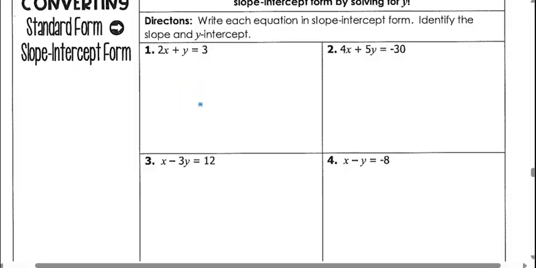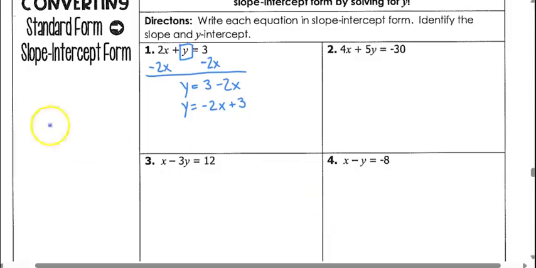So here we have some equations that are in standard form, and we're going to change them into slope-intercept form by getting y by itself. So this is those literal equations that we did last unit where we have to solve for y. Okay, so the first thing I'm going to do is subtract 2x from both sides. Okay, so now over here, I have y equals, and usually we would write this as 3 minus 2x. However, I'm going to flip this around and write it as -2x plus 3.